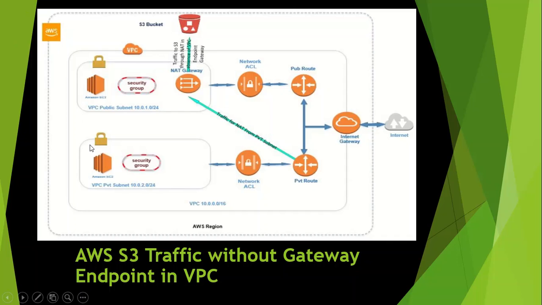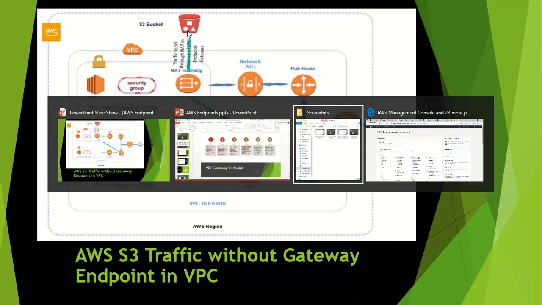Now my private EC2 instance, which is in the private subnet, will reach the NAT gateway through this route table, which has a route out to the NAT gateway. Then the NAT gateway, with its public elastic IP address, will take the traffic further to the S3 bucket through the internet. So that's a kind of wastage of internet traffic, and it will have performance as well as security issues. So let's log into my AWS console and see things in action.